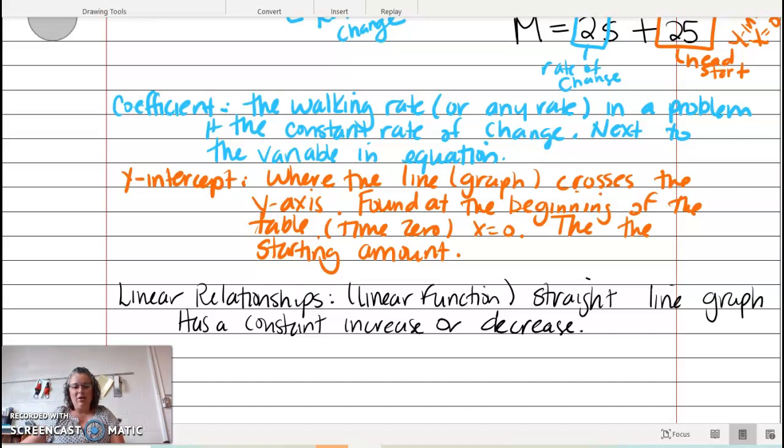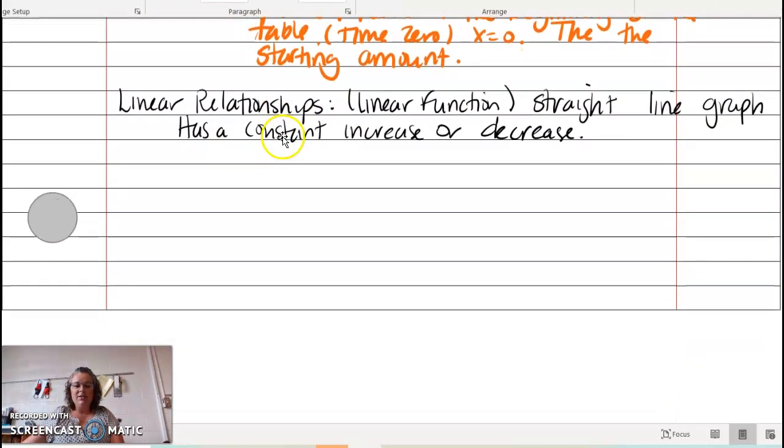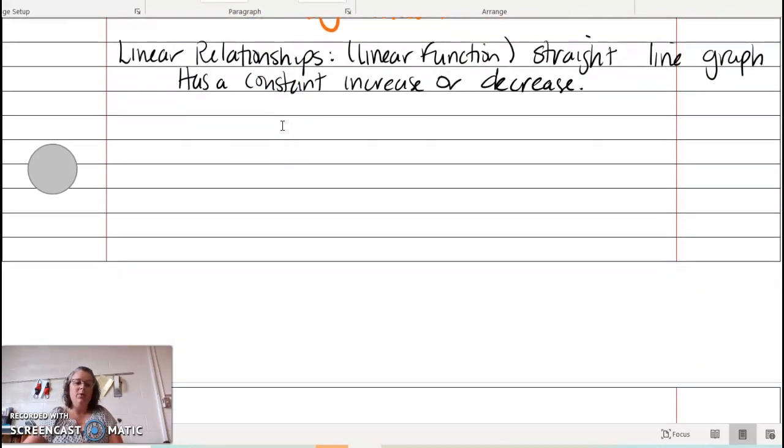And what's nice about mathematics is since we have something that's consistent every single time, we have a form that we can use for any relationship that has a constant increase or decrease or has a straight line graph. We can use the y equals mx plus b. Star this, circle it. Don't forget this because this is super duper helpful.